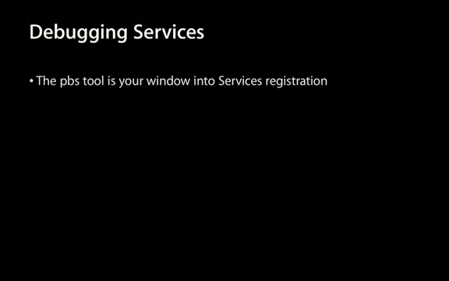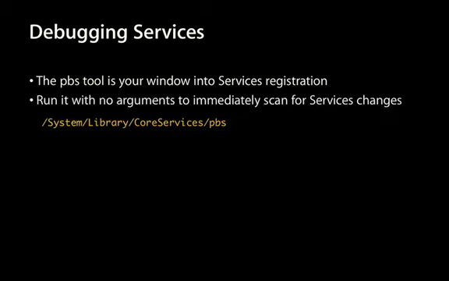So how do you go about figuring out why your service doesn't work? Well, the answer to that is the pbs tool, which I mentioned earlier. pbs is your window into the service's registration. And if you just run it with no arguments, it will look for any changes to any service anywhere on the system, and it will immediately update the services menu to show all the new services or remove any that have gone away. You don't even have to relaunch the apps. It will just do this for any app that's running.